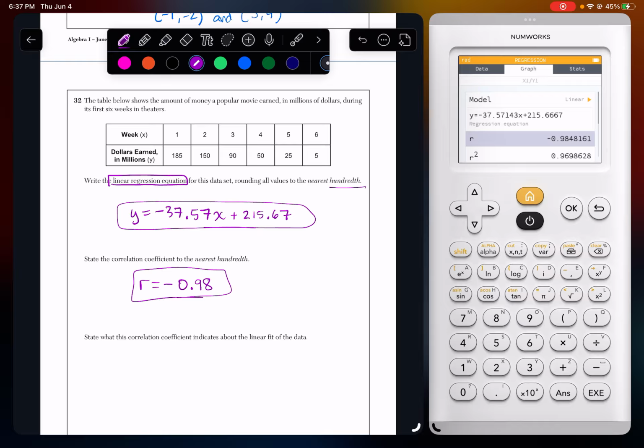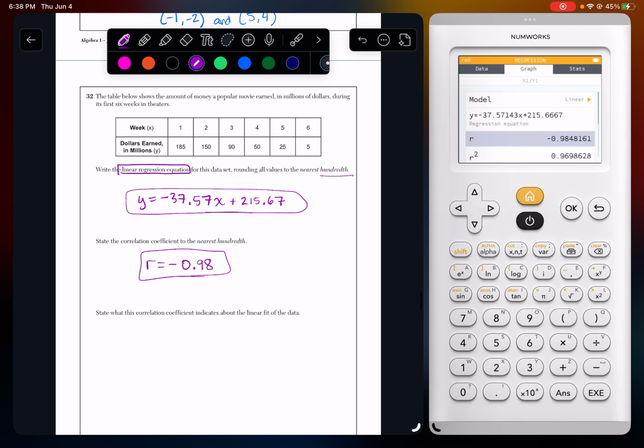And then what does this indicate? What this indicates is that we have a very strong fit because R is close to -1. It's specifically a strong negative fit, but what's very important is that we say that it is strong because the Regents always gives strong fits. So the fit of the data is strong.